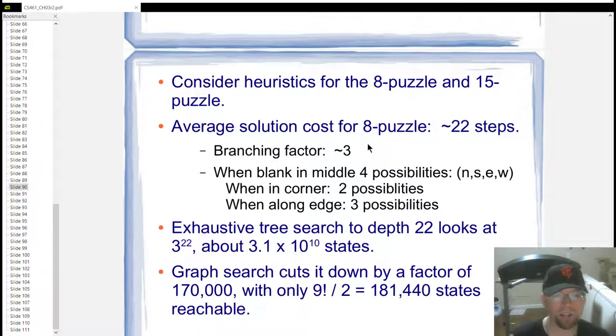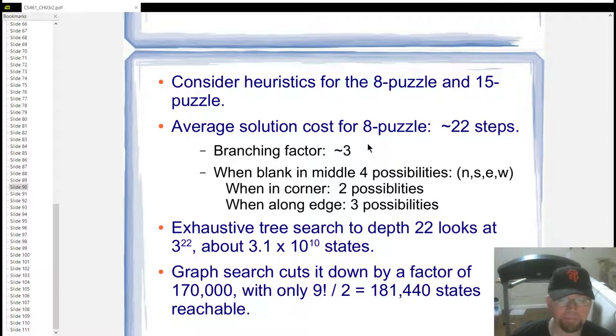And when it's along an edge, there's three possibilities on how it can move, right? So that's kind of where the math comes from, that branching factor. Now, with all these possibilities, if you were to do an exhaustive tree search, going all the way to depth 22, to where all the levels, 22 levels, what you end up with is a number of states, and therefore a number of nodes, that's 3 to the 22nd power, or 3.1 times 10 to the 10th states, okay?